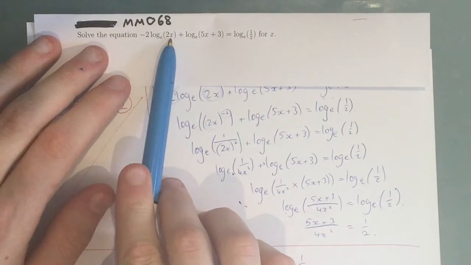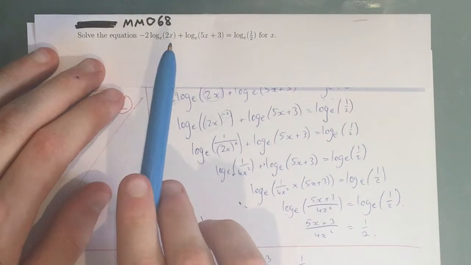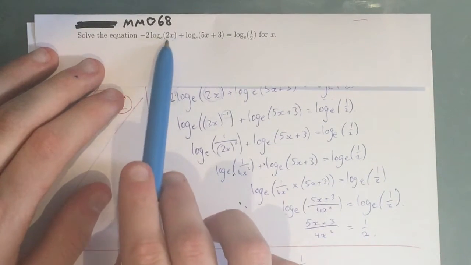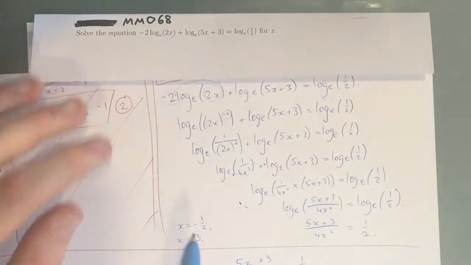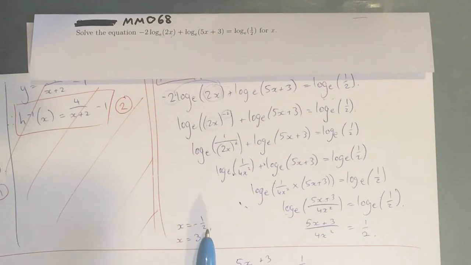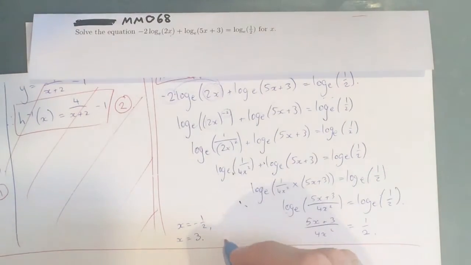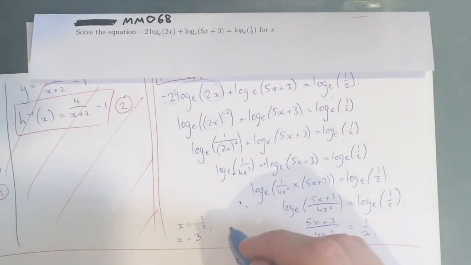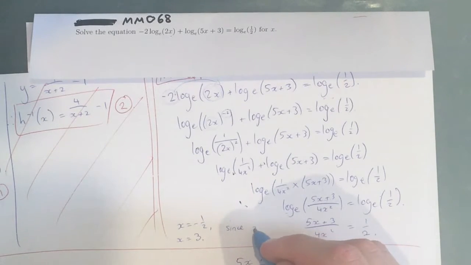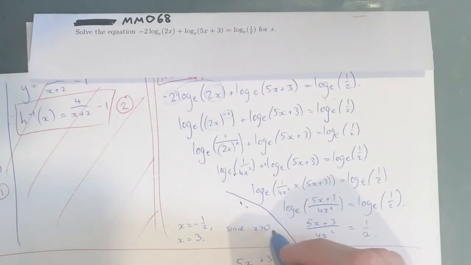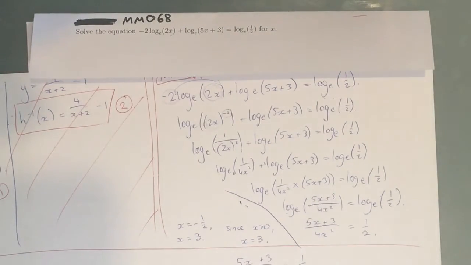Because we have an x inside this bracket, and we are not allowed to have a negative number inside the bracket because that doesn't work, x equals -1/2 is not an answer. So basically we need to say, and this will all look a little bit neater as you write it on the lines, that since x is greater than 0, x equals 3. That will be your final line of working.